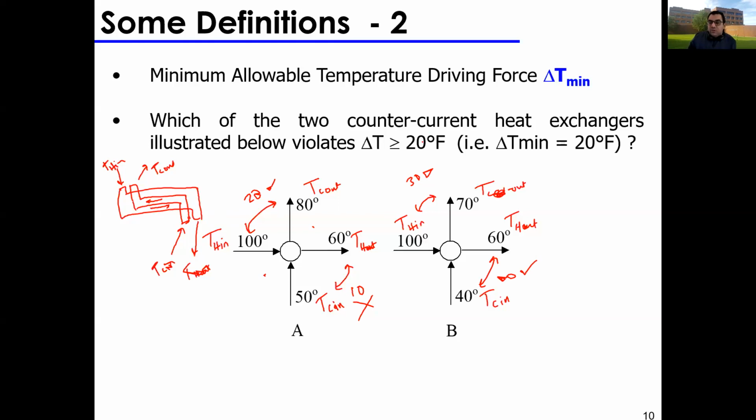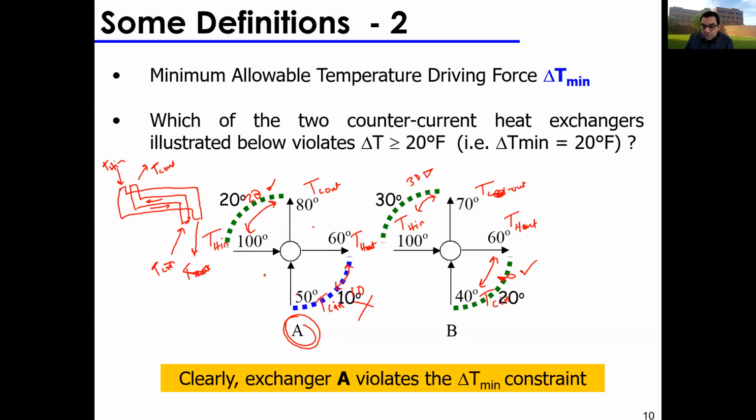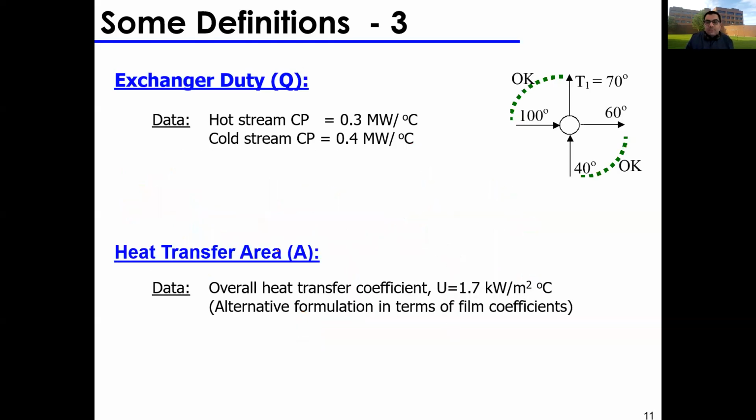So which of these two violates the delta T minimum of 20 degrees? It's this guy, design A. And basically this design is not feasible, right? So exchanger A violates the delta T minimum constraints. Exchanger A is not feasible. So this exchanger will not achieve what you wanted to achieve. It's suboptimal. Okay, moving on to some definitions.